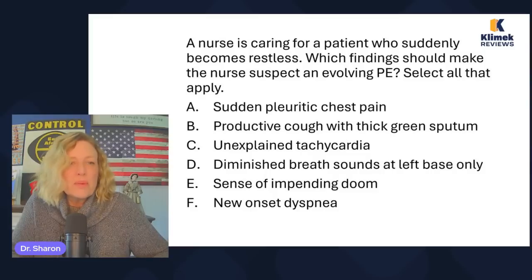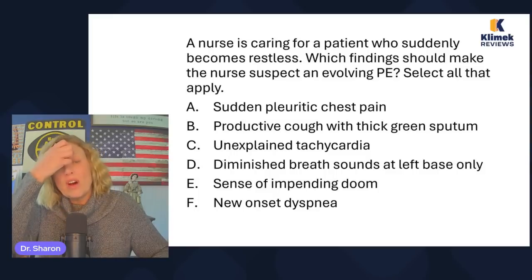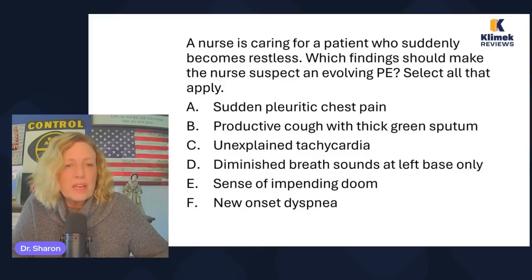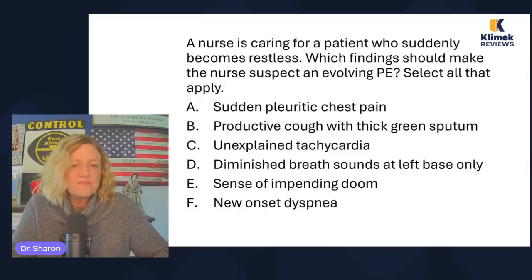A nurse is caring for a patient who suddenly becomes restless. Which findings should make the nurse suspect an evolving pulmonary embolism? Select all that apply. Sudden pleuritic chest pain, productive cough with thick green sputum, unexplained tachycardia, diminished breath sounds at the left base only, sense of impending doom, or new onset dyspnea.